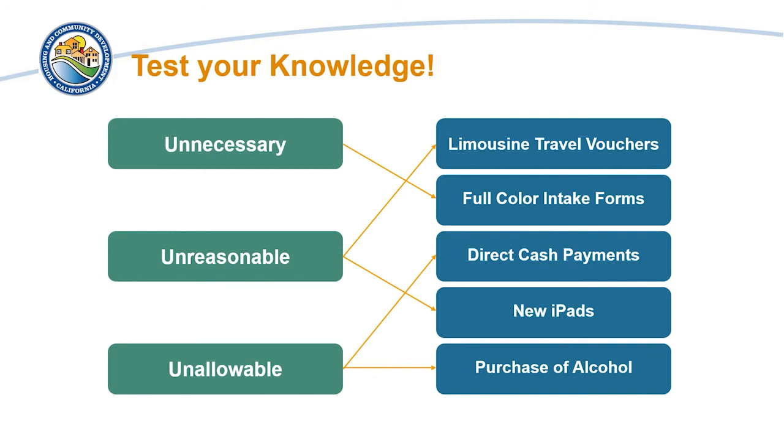Examples of unallowable costs are direct cash payments to beneficiaries, which are strictly prohibited under CDBG regulations at 24 CFR Part 570 and are therefore unallowable. Likewise, the purchase of alcohol is also strictly prohibited in the regulations at 2 CFR Part 200 and 24 CFR Part 570 and is therefore unallowable.